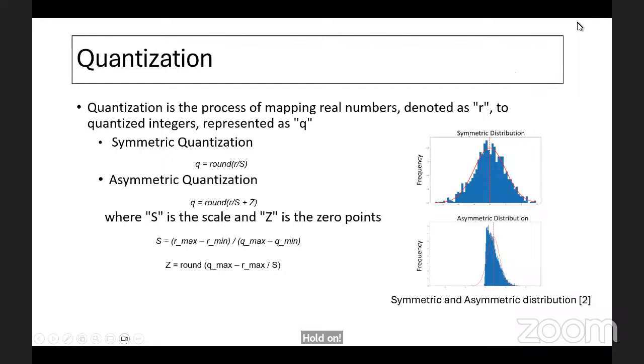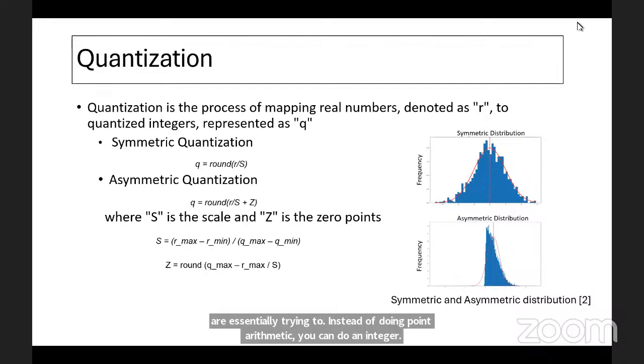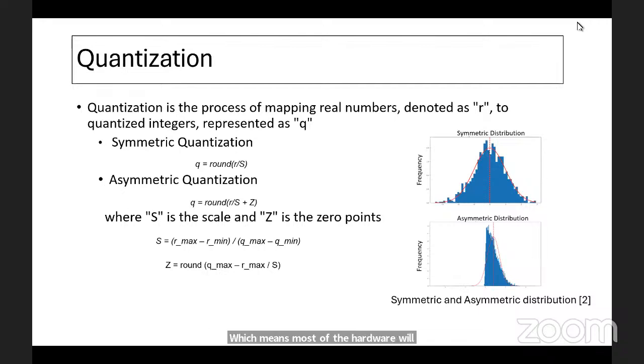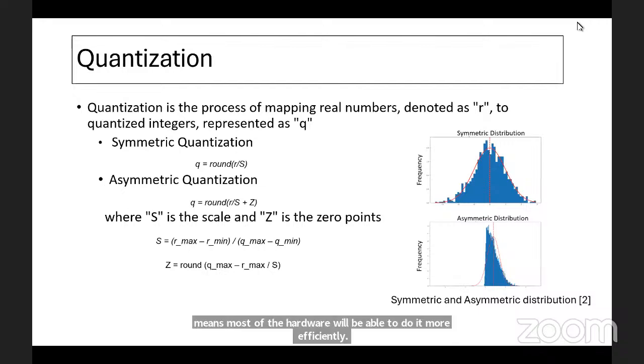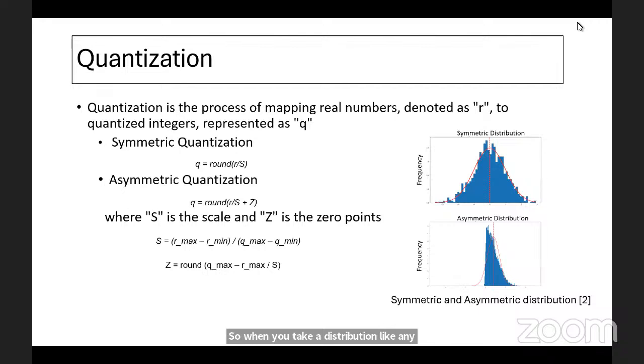Okay. Yeah. So let's talk about the basics of quantization. Quantization is the process of mapping any float or real value into integer space. What it means is that instead of doing floating point arithmetic, you can do integer arithmetic, which means most of the hardware will be able to do it more efficiently. And so when you take a distribution, like any floating point value, you might be able to quantize it. Broadly, the quantization schemes can be divided into 2 types, symmetric and asymmetric.